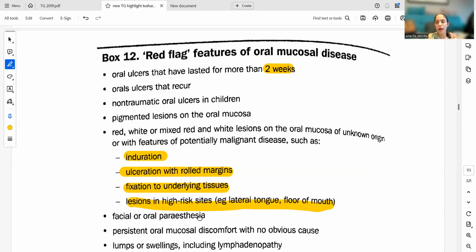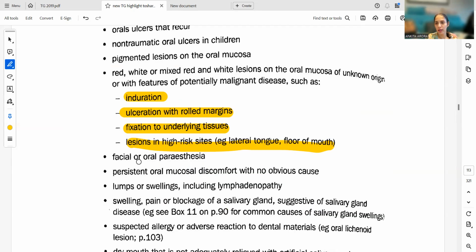Then facial or oral paresthesia. What happens in mostly cancerous lesions or malignancies, there would be lack of pain. The innervation is dying and it leads to paresthesia more than the pain. So that's why the patient delays seeing the dentist, because it's just not paining. They neglect that lesion. Persistent oral mucosal discomfort with no obvious cause. So a discomfort which is long-lasting with no obvious cause.